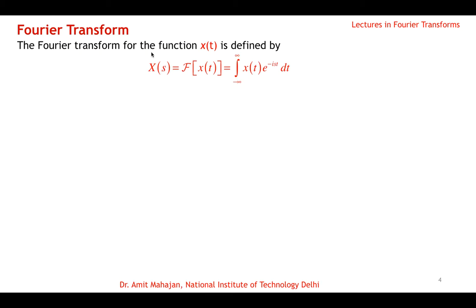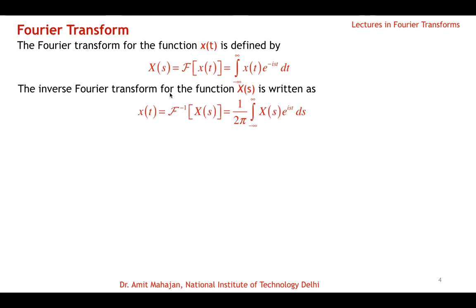And also we can find the inverse transform. That means if you are given this function X(s), then we can find x(t). So the inverse Fourier transform of the function X(s) is written as x(t), which is equal to 1 by 2 pi integral from minus infinity to infinity of X(s) e raised to the power iota st ds. So these two functions x(t) and X(s), in the time domain and in the frequency domain, together form a Fourier pair.